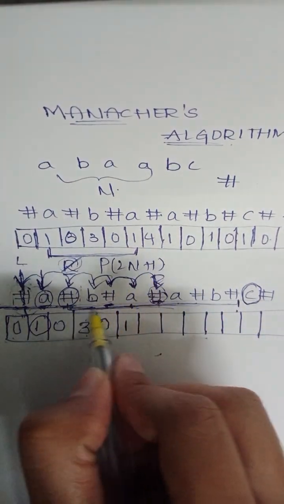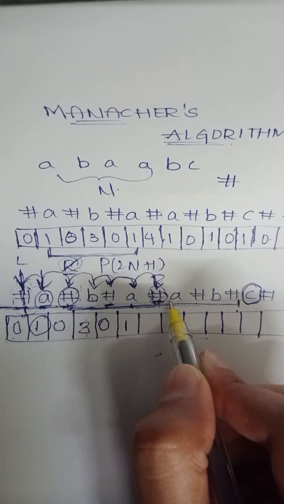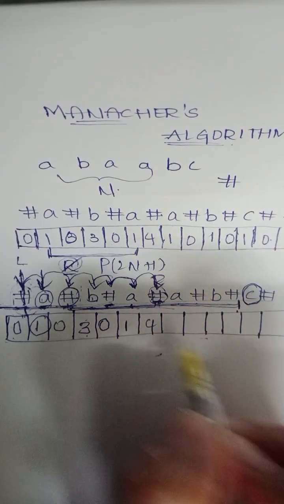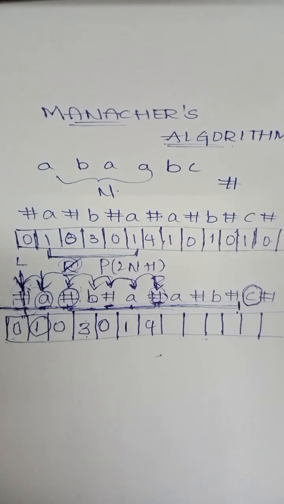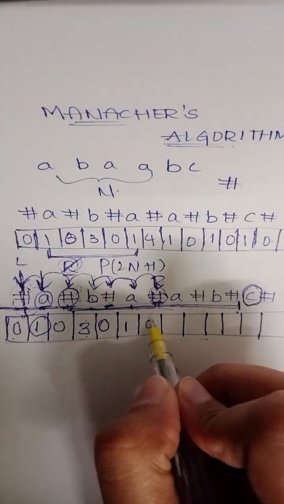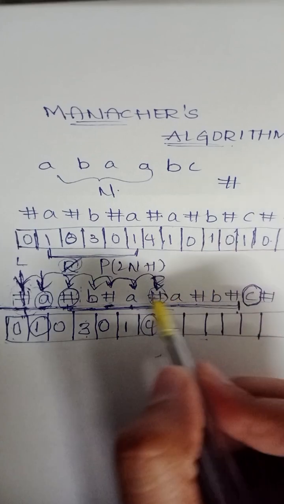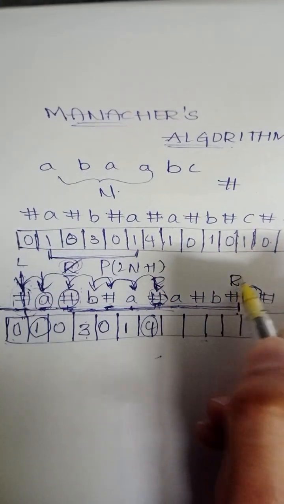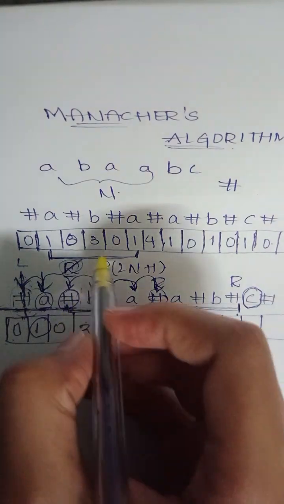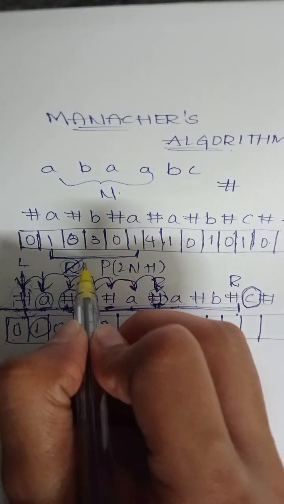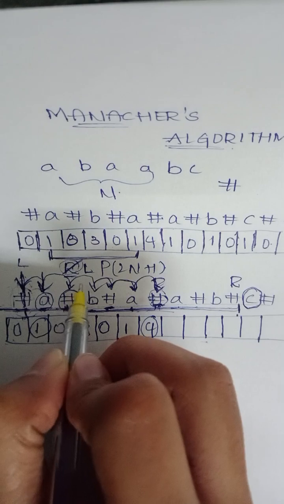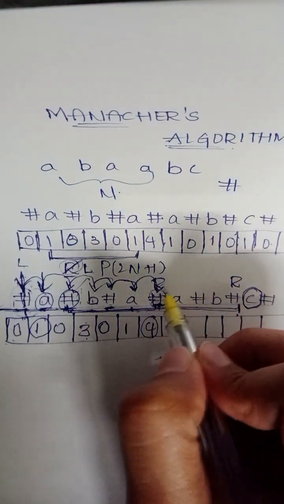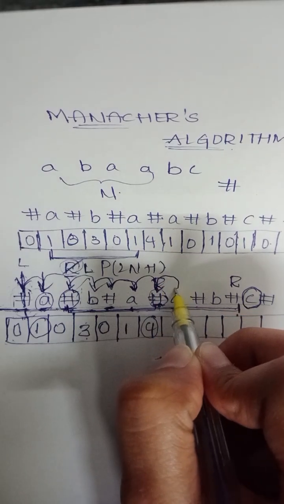We have four characters to the left of this hash and four characters to the right of this hash. So the value at this will be 4. As we have encountered a palindrome, our left and right pointers will be updated. The right pointer will be here and the left pointer will be here. It is not clearly shown, but still. And the current pointer will be shifted to A.